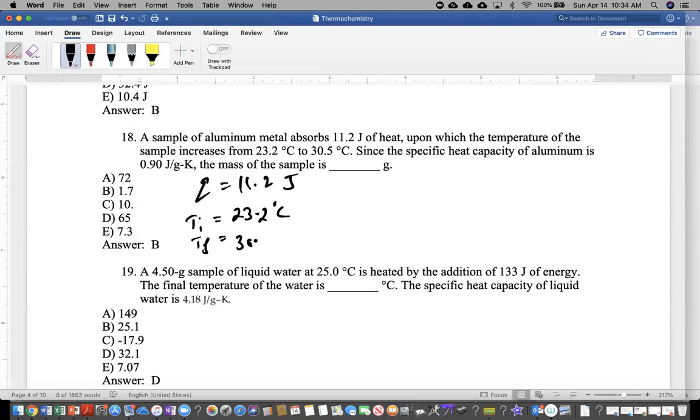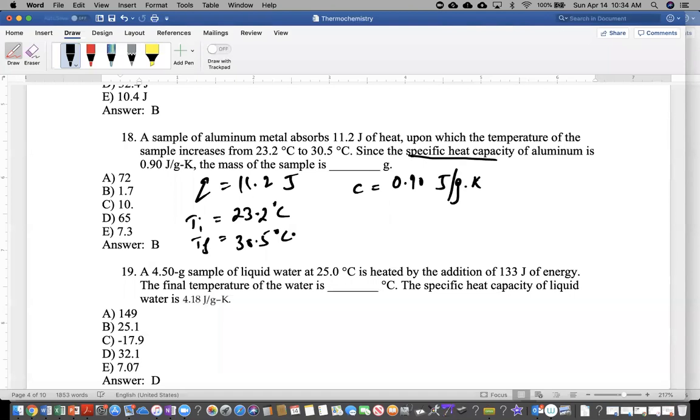And 30.5. And then what else are we given? Are we given anything else? We're also given the specific heat capacity, C. C is 0.90 joules per gram Kelvin. And you see this guy is very smart. It says Kelvin. You see that?